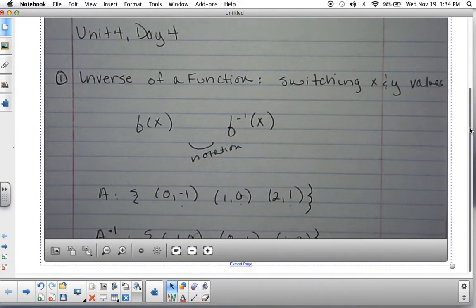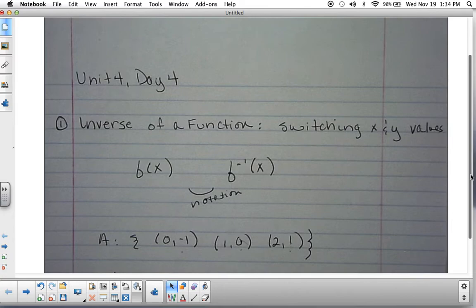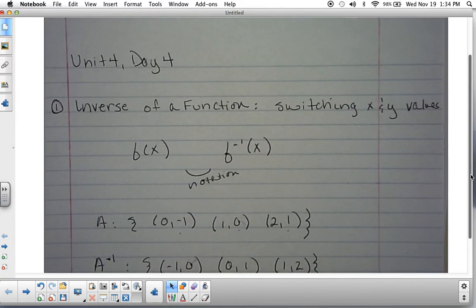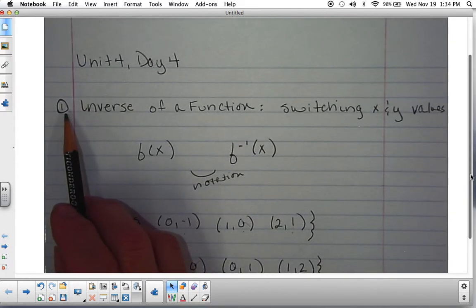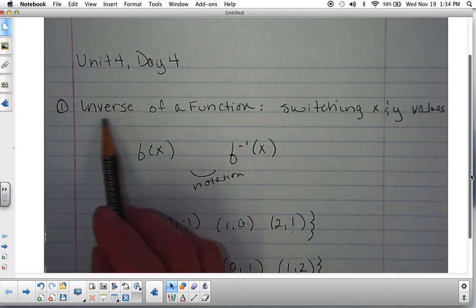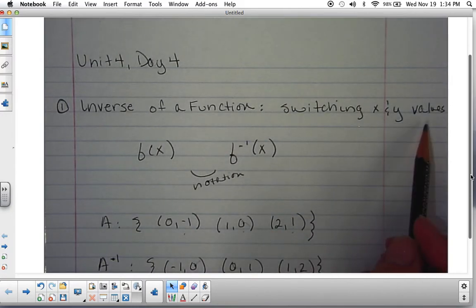I'm just going to focus in here. We're going to look at two ideas today. Number one idea is the inverse of a function. To find the inverse of a function, all you do is swap the x and y values. You switch the x and y places. So this number one is our large first idea. To find the inverse of a function, you switch the x and y values.